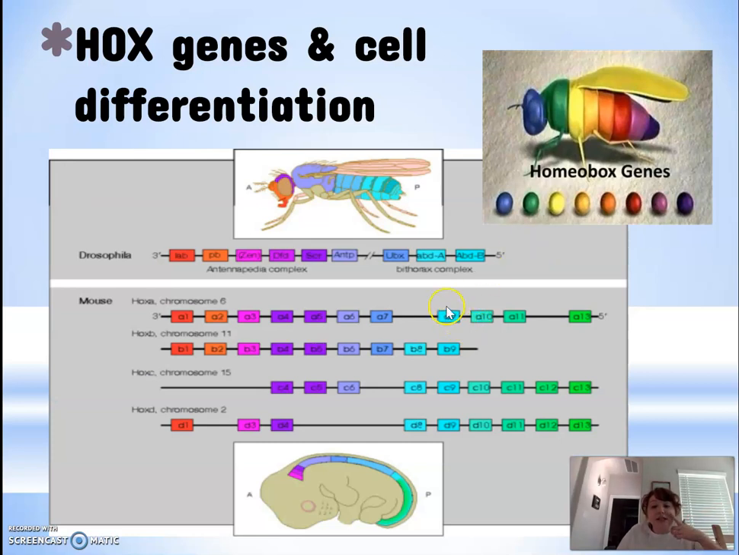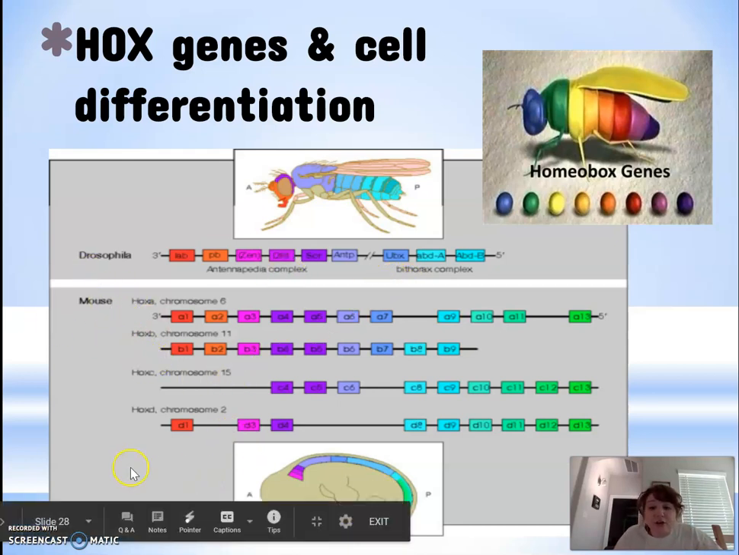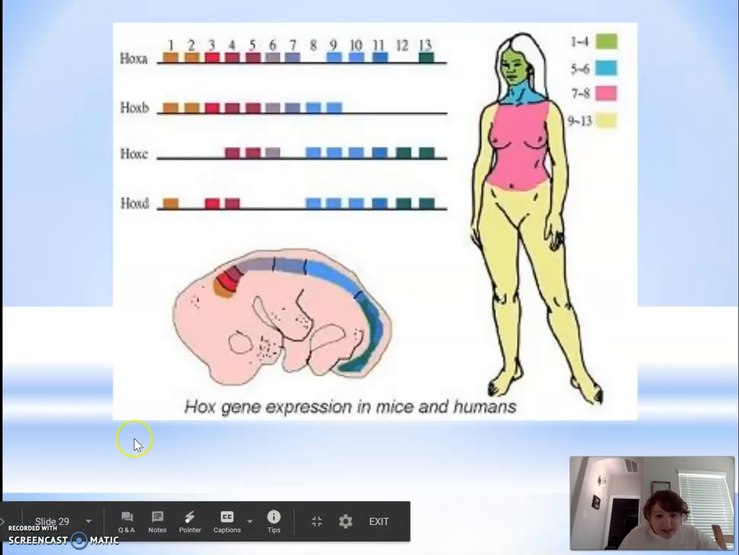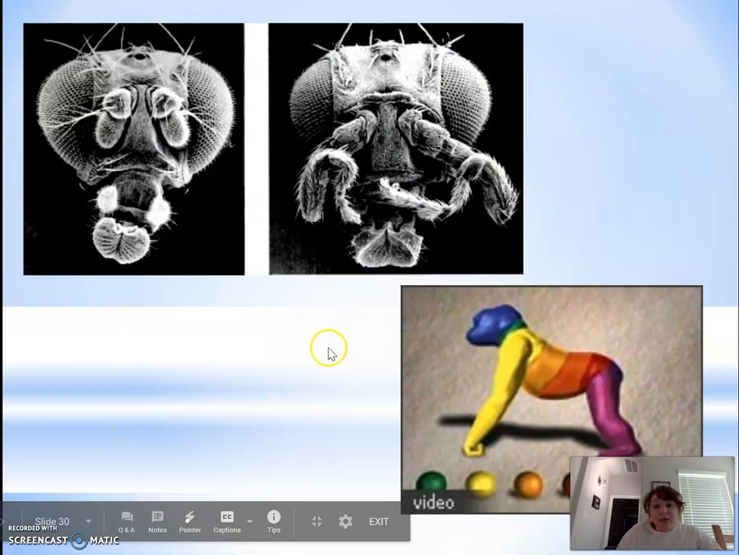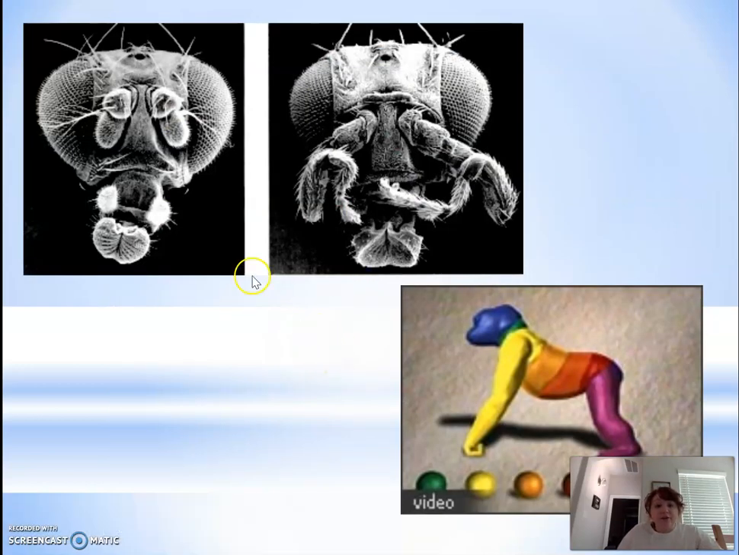So Hox genes and cell differentiation: this is so you can see the placement of your different Hox genes for a fruit fly and then for a mouse. This is for a human. So this is what it looked like for the fly. Normally, this is where the antenna would be, right here, because this is an eye and this is an eye. Right here is where the antenna would normally develop, but here you can see it was actually legs that developed.